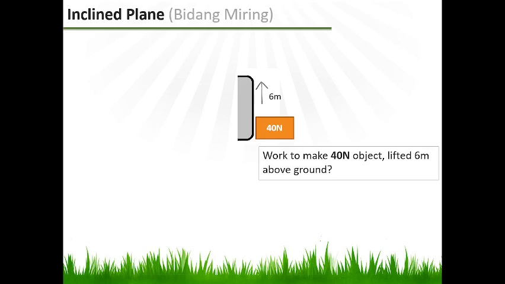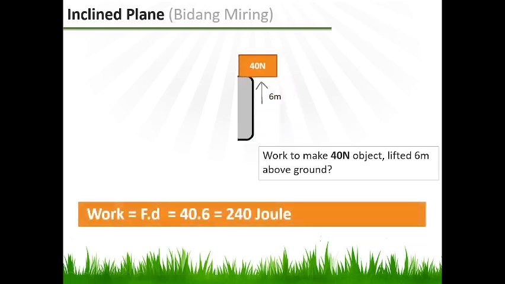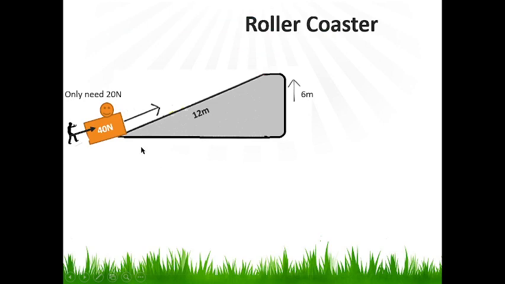Okay, let's compare this again with the work. If I don't use the inclined plane, I need to use 40 newton force, raising it by 6 meters to the top of the inclined plane. It means I need 240 joule: 40 times 6 if I don't use the inclined plane. So I need to use a force of 40 newton. But if I use the inclined plane, I only need 20 newton.